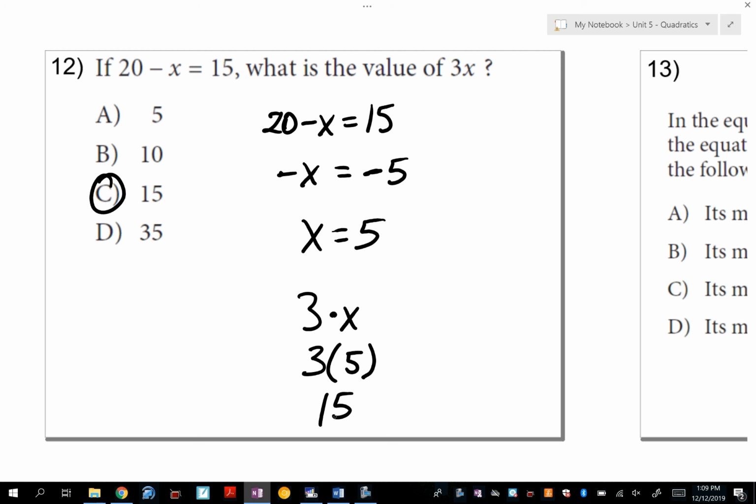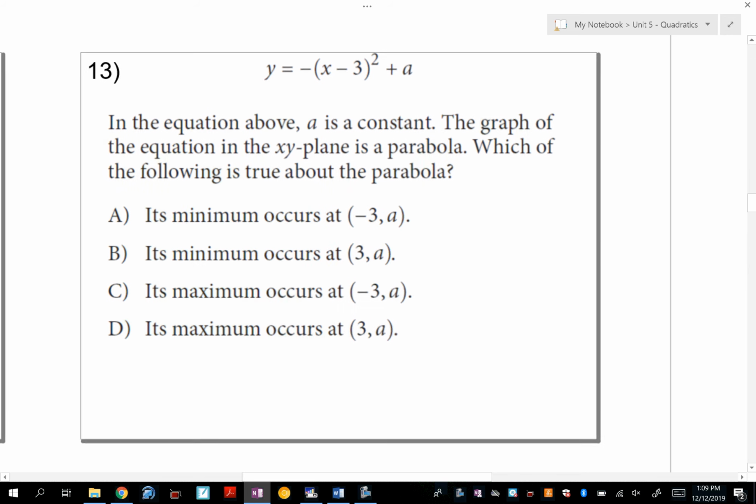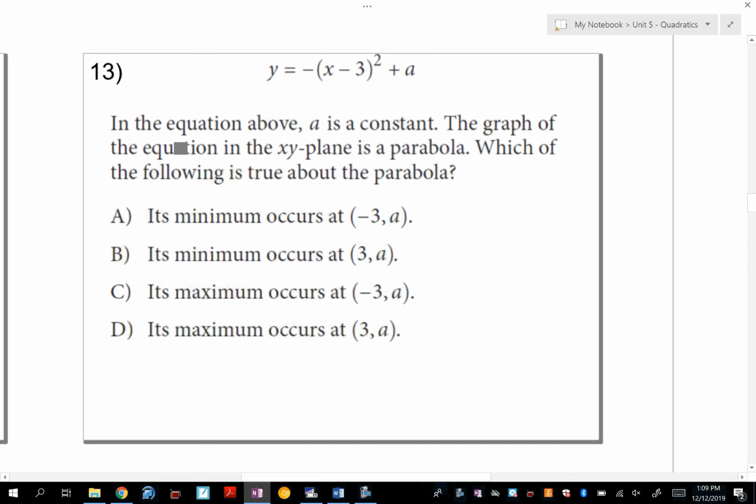All right, let's move to number 13. What form of the quadratic is this written in? Vertex form. It's vertex form, which means that when we're looking at this, we can immediately find the vertex. So what is the vertex of this quadratic?